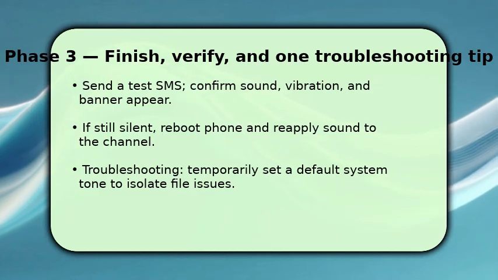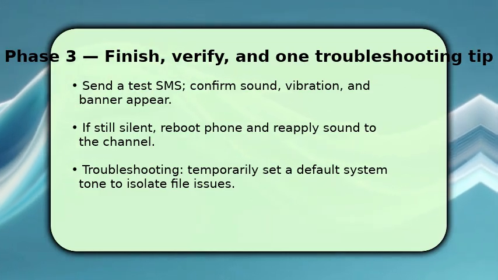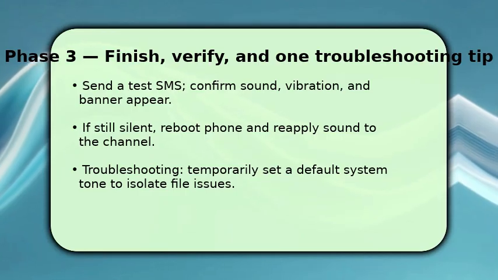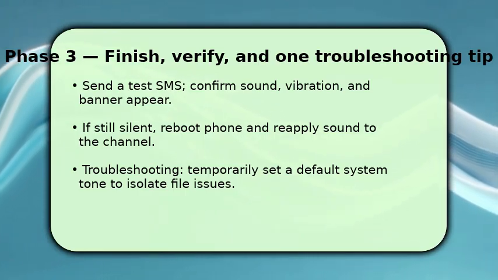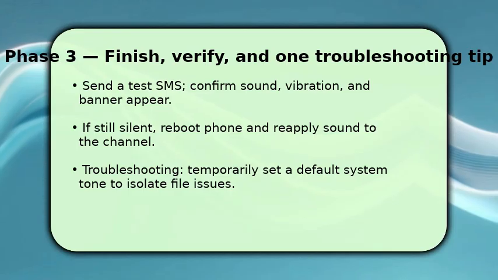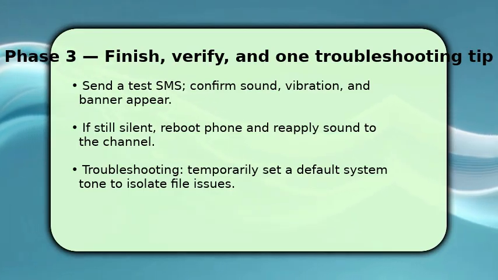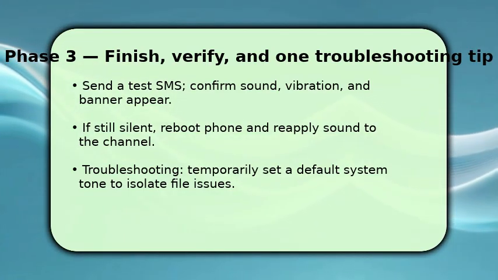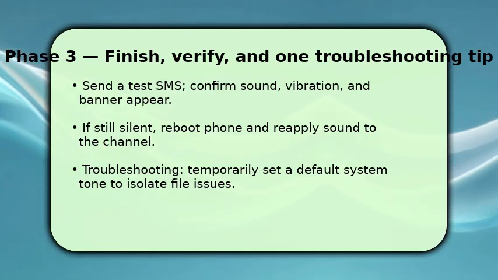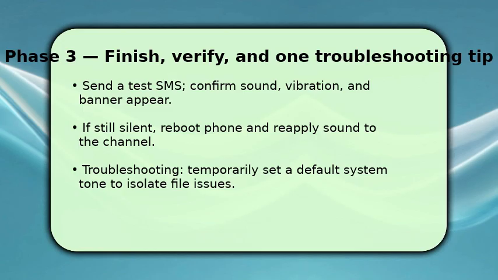If silence persists, reboot the device, then reopen notification channels and reassign the sound. Sometimes Android needs a restart to apply changes. If that still fails, set a default system notification tone instead of a custom file. This isolates corrupted audio files. Finally, if nothing works, consider updating messages.